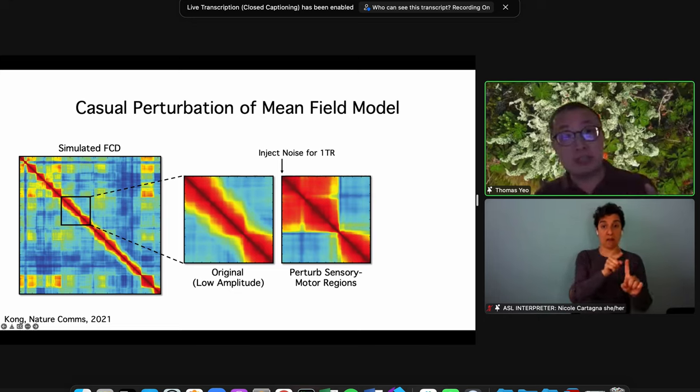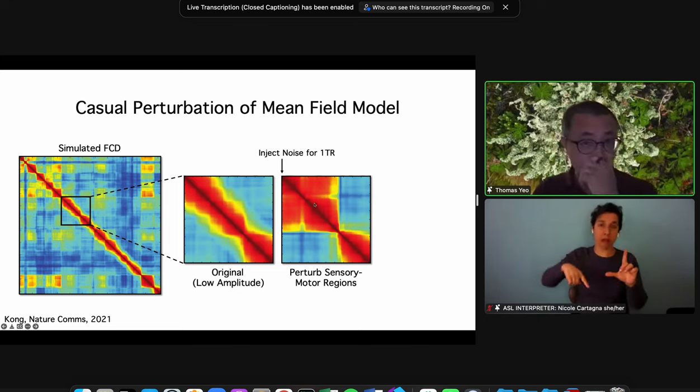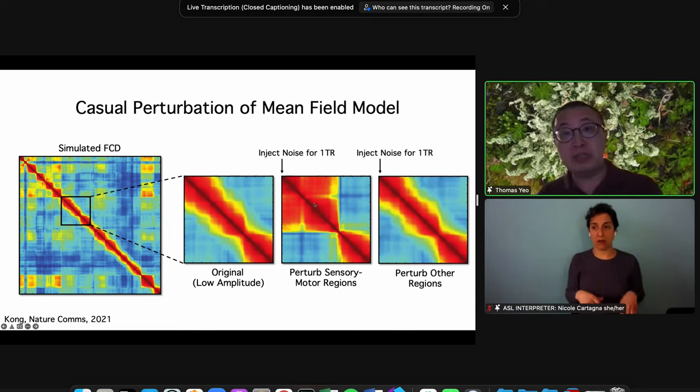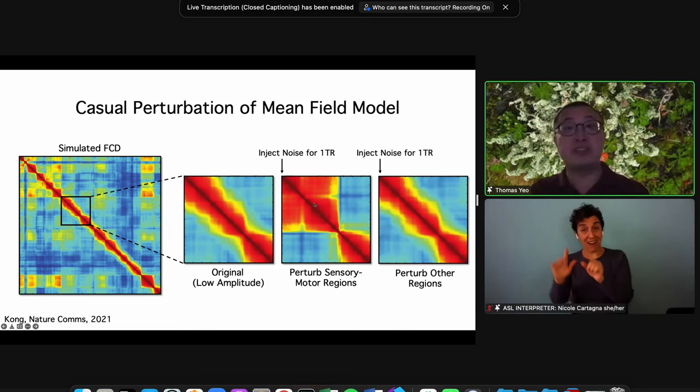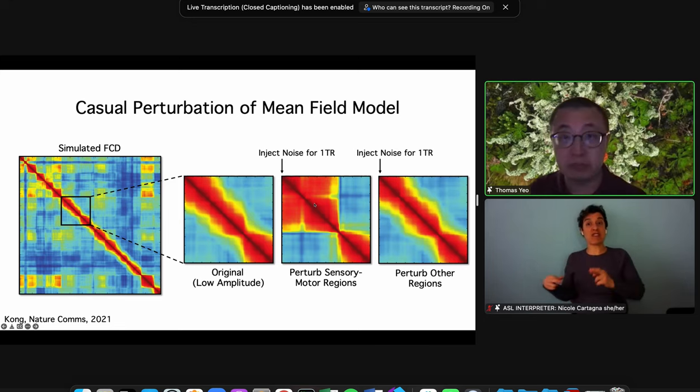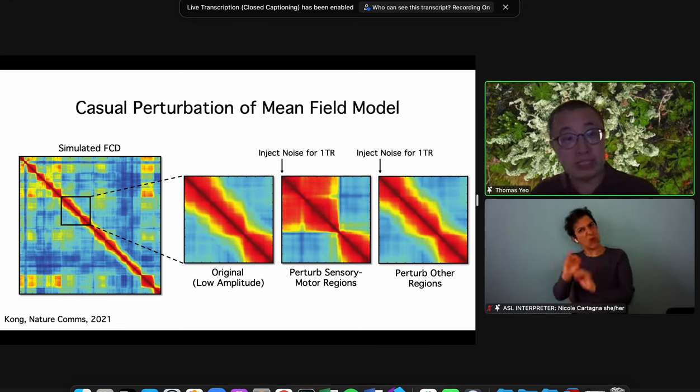And we find that the system seems to have transitioned into a high amplitude state, at least for a short while. On the other hand, if we inject noise into a different set of regions, we do not see such behavior. So overall, it seems that sensory motor regions might be drivers of functional connectivity dynamics.